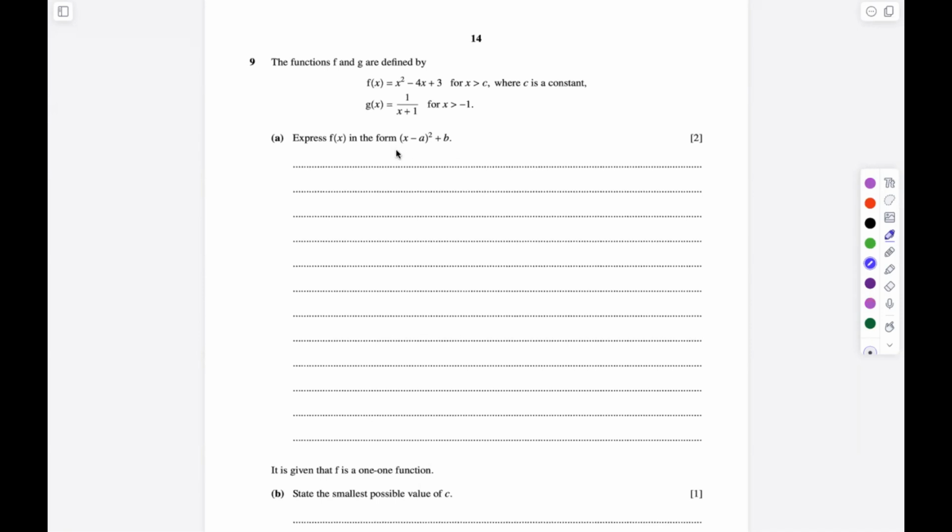We have to convert this into the complete square form. So we can use the comparison method to convert the equation x squared minus 4x plus 3, and we can write this in the expanded form: x squared minus 2ax plus a squared plus b. To find the values of a and b, we can compare the coefficients of x on the left and the right hand side. On the left hand side, it is minus 4. On the right hand side, it is minus 2a. So minus 2a equals minus 4, and a will be equal to positive 2.